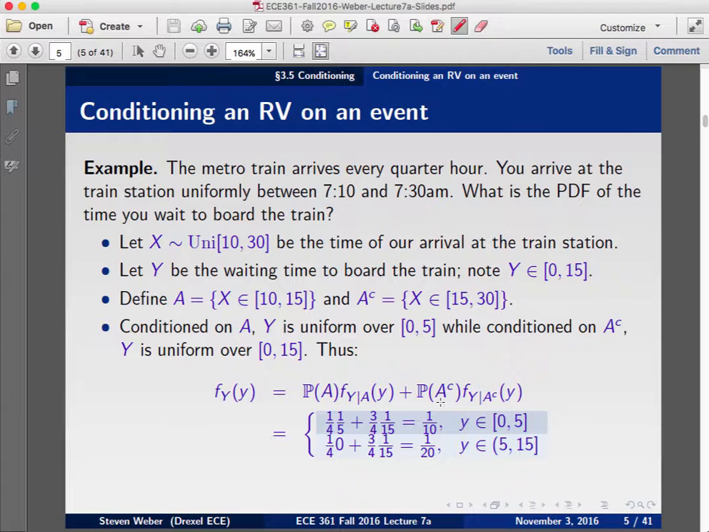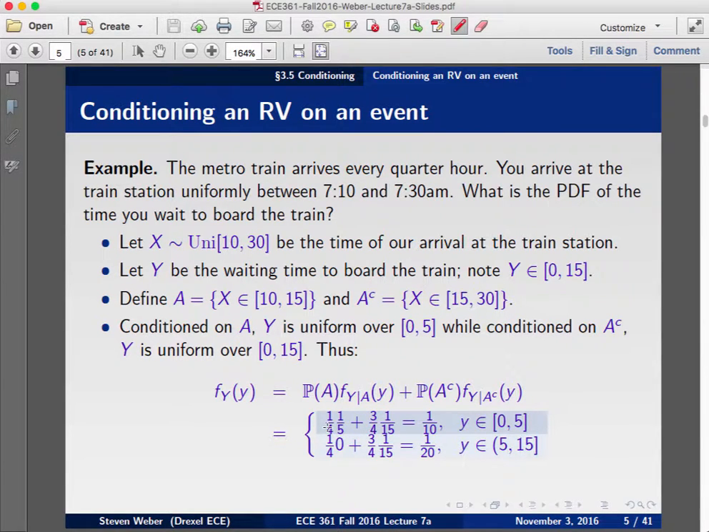Now clearly the probability of A is 1/4 because there's a 20-minute window and A holds true when you arrive in the first 5 minutes, which happens with probability 5 over 20, or 1/4. And thus, of necessity, the probability of A complement is 3/4.